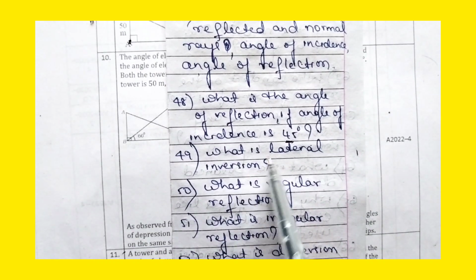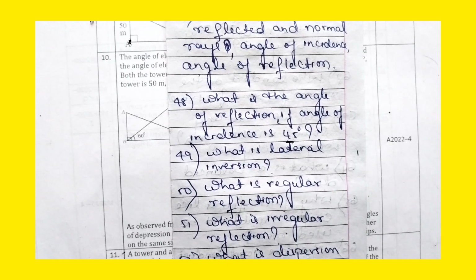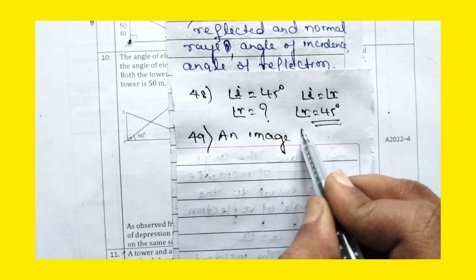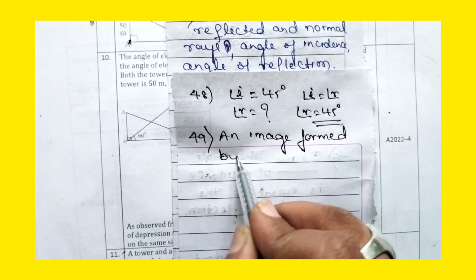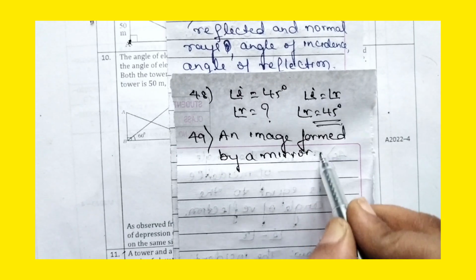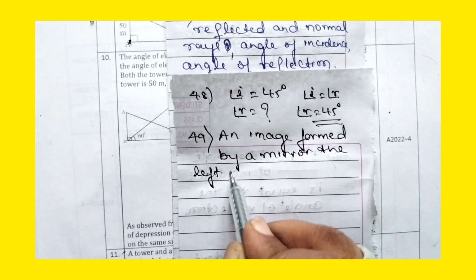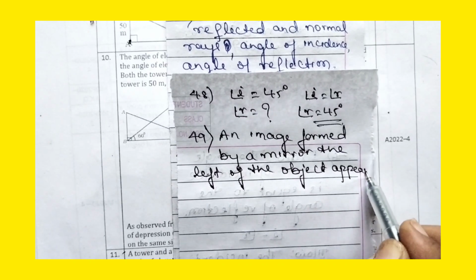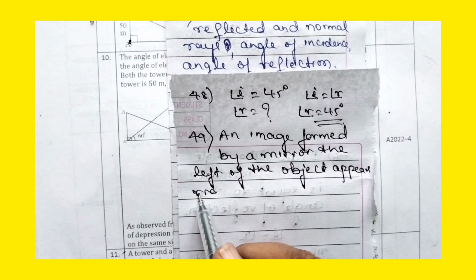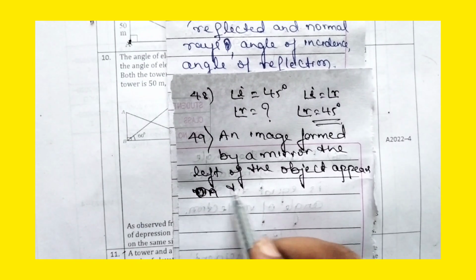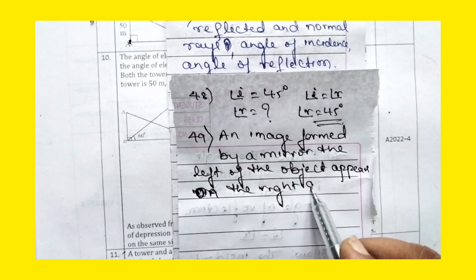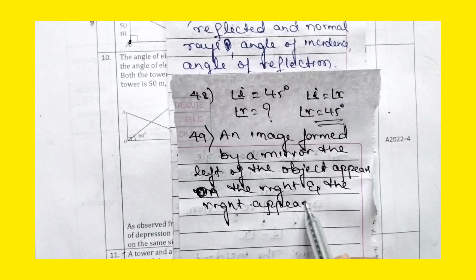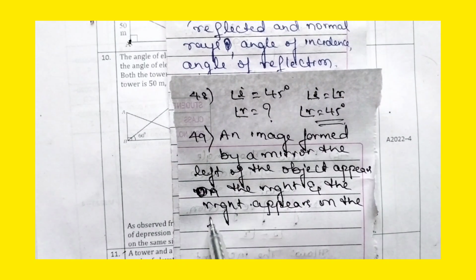Now let us move to the 49th question. The 49th question is: what is lateral inversion? Lateral inversion means that in an image formed by a mirror, the left of the object appears on the right and the right appears on the left.